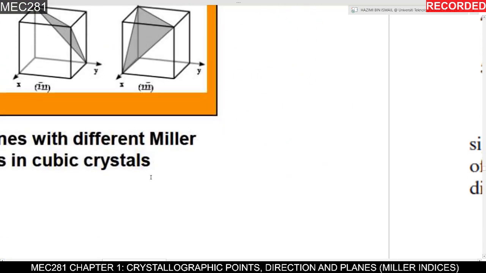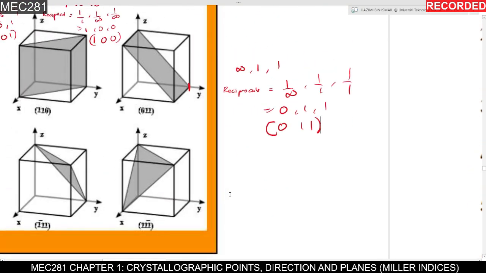Okay, let's try this one. Because we have the crossbar here, it means the negative. Where it intercepts at x, set at 1. For the y, the y axis looks like this.